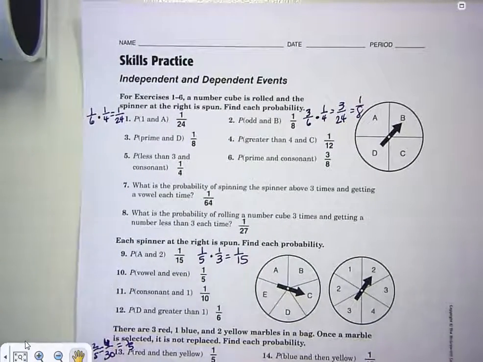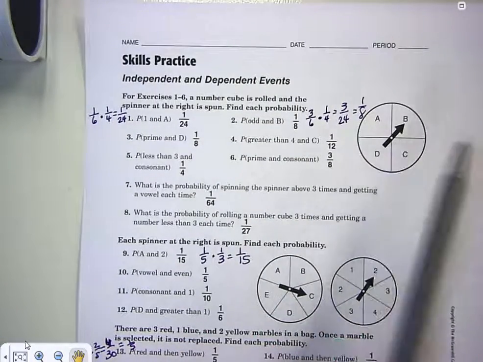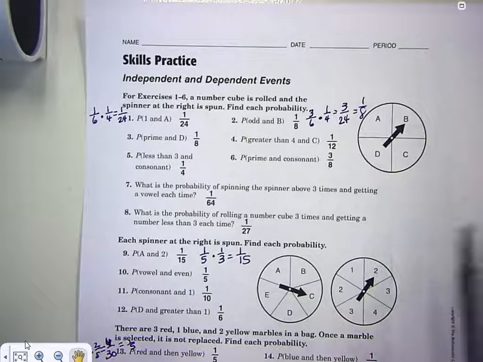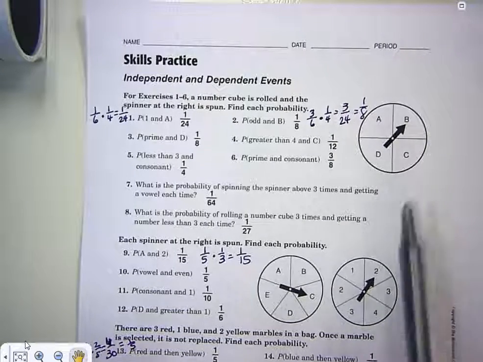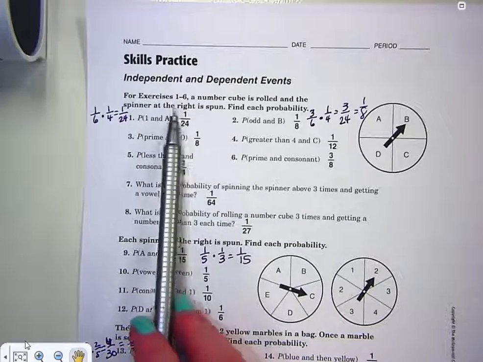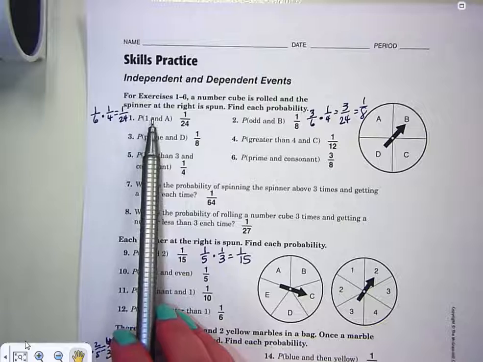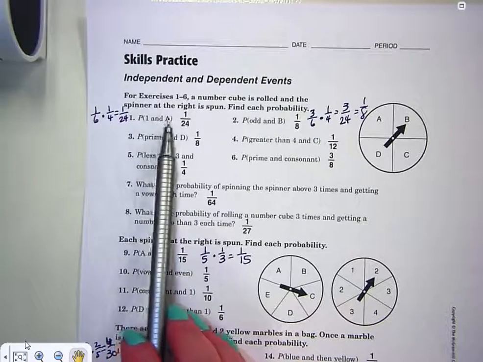For exercises 1 through 6, a number cube is rolled and the spinner is spun. Does the number cube have any effect on the spinner at all? No. Is it going to change the outcome of spinning the spinner? No. So these are independent events. So, what is the probability that you will roll a 1 and then spin an A?